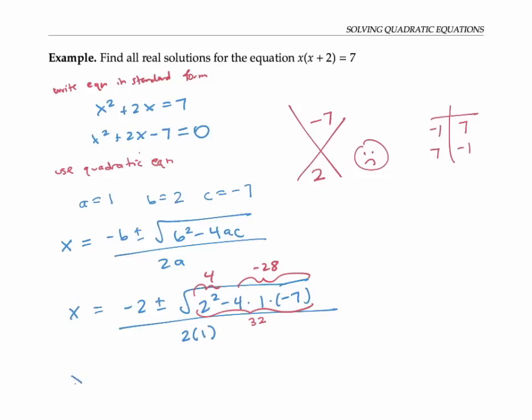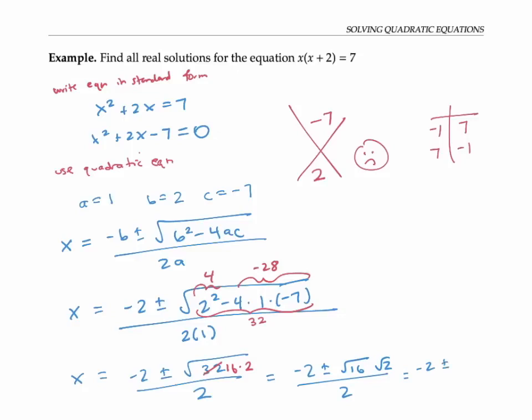So I can rewrite this as x equals negative 2 plus or minus the square root of 32 all over 2. Since 32 is 16 times 2, and 16 is a perfect square, I can rewrite this as negative 2 plus or minus the square root of 16 times the square root of 2 over 2, which is negative 2 plus or minus 4 times the square root of 2 over 2.